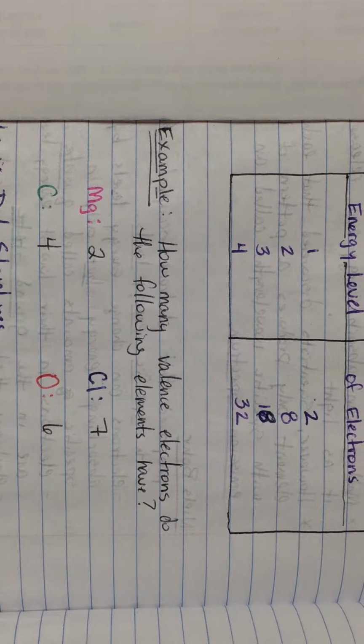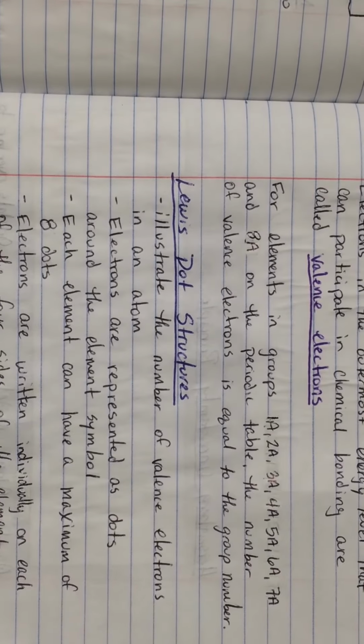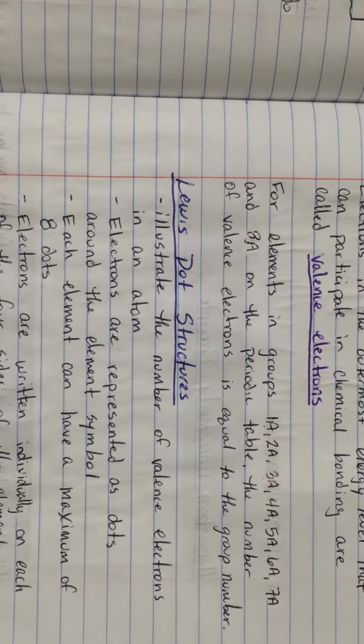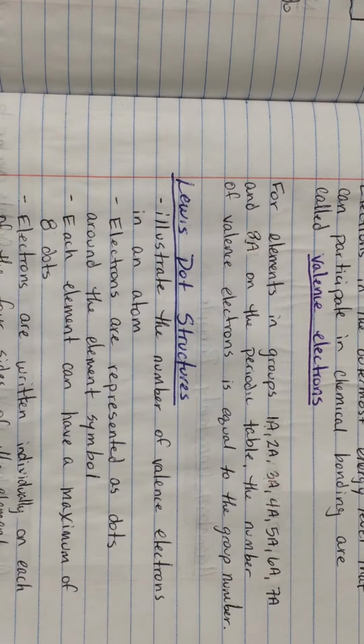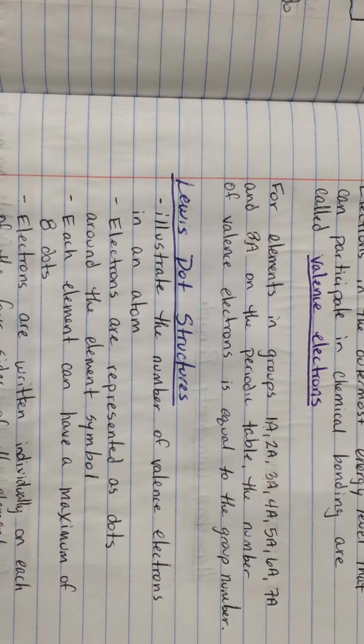Now, as it turns out, because the valence electrons are used in chemical bonding, it's very important that we be able to not only determine the number of valence electrons in an atom, but also be able to illustrate them. And to do that, we're going to use a Lewis dot structure. A Lewis dot structure illustrates the number of valence electrons in an atom, and it will also illustrate the availability of those electrons to be used to form chemical bonds, but we'll talk more about that later.